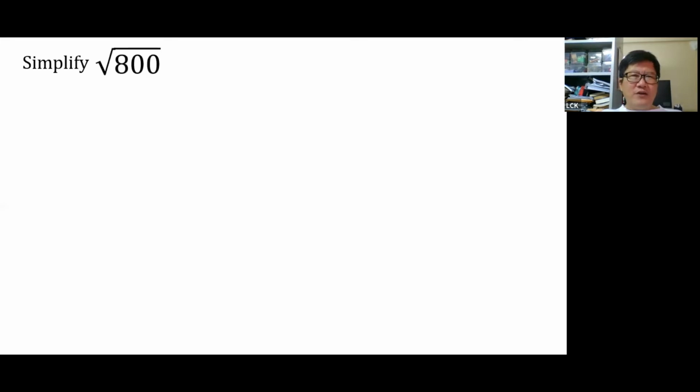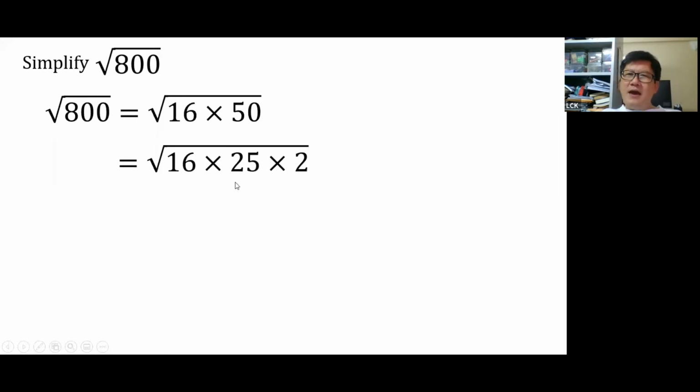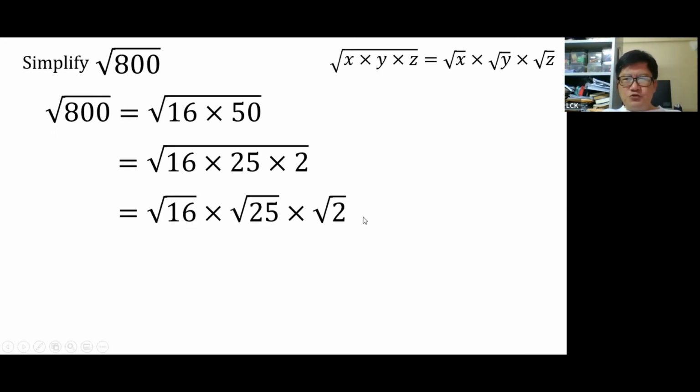Simplify square root of 800. This looks slightly difficult. All right, so we will try it. So 800 is 16 times 50. You've broken it down to two numbers, and we can break 50 still. So 50 we break down to 25 times 2, and we apply this slightly different formula, and we break it down into three surds.